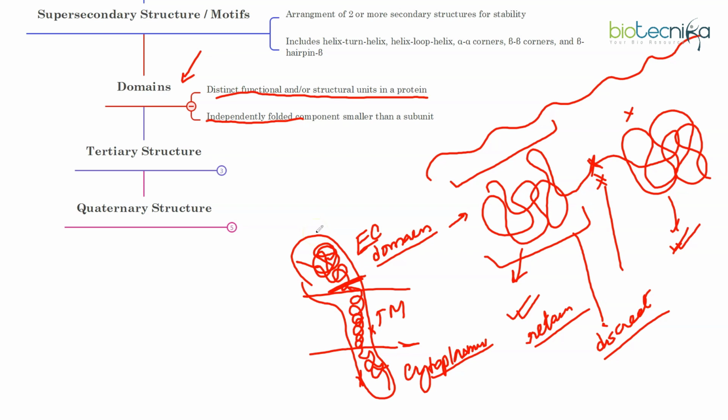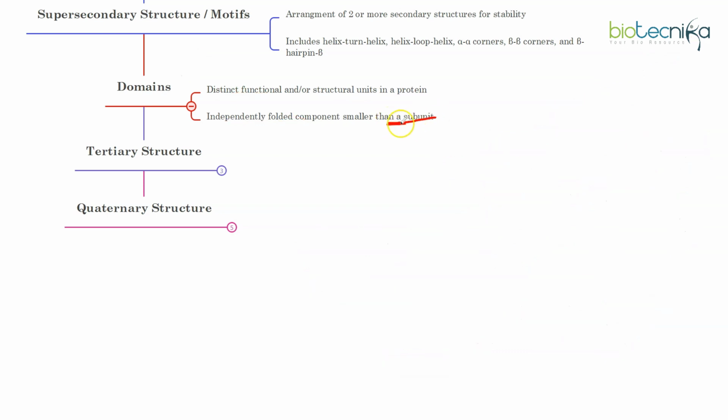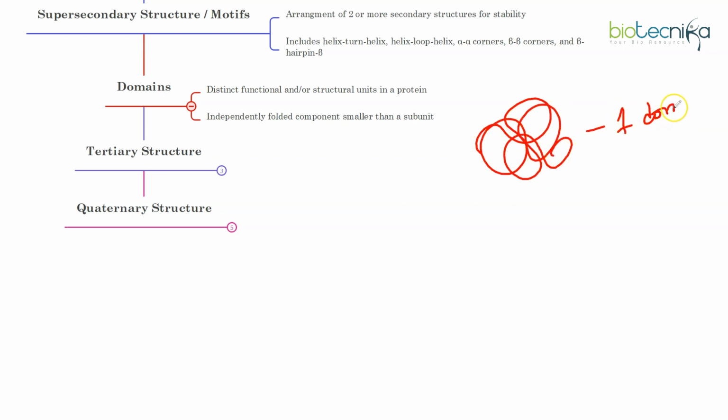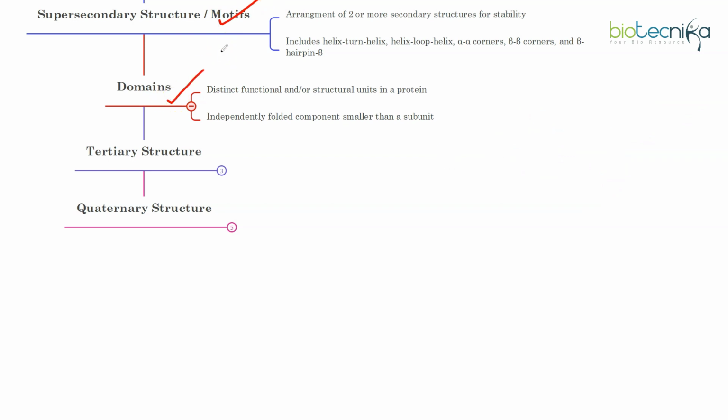So a domain can be a subcomponent of the tertiary fold. It will be smaller than a subunit, but it can be independently folded. But this is not always necessary. Sometimes the domain itself is the tertiary structure, so the entire protein can be folded into just one domain, and there are no other domains in the protein. On the other hand, a protein may have more than one domain, and each domain will have a functional significance. That's the difference between motif and domain. Motifs have structural significance, domains have functional significance.